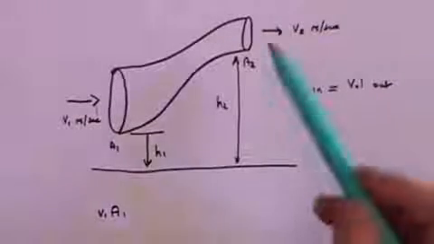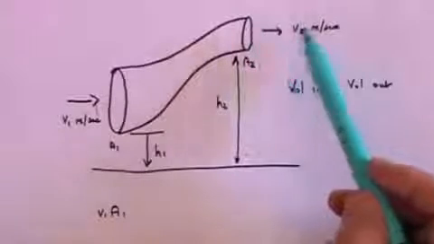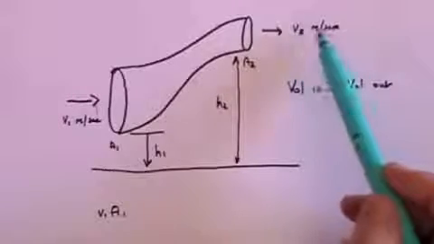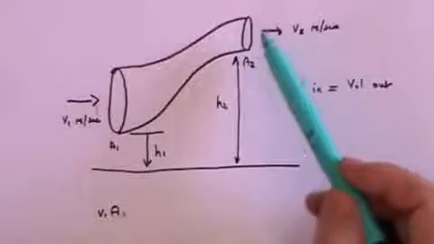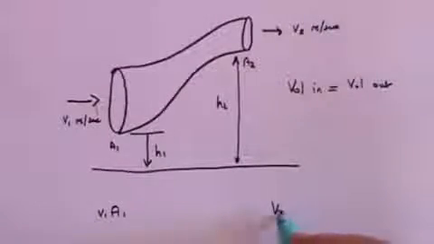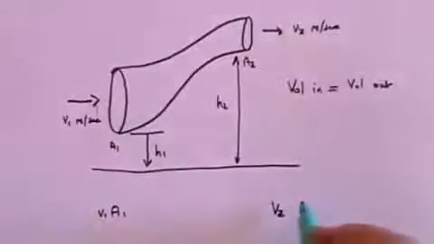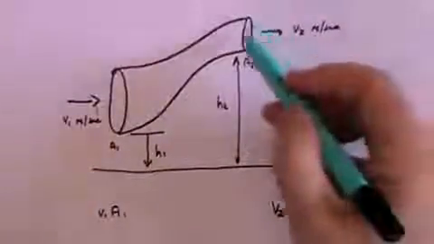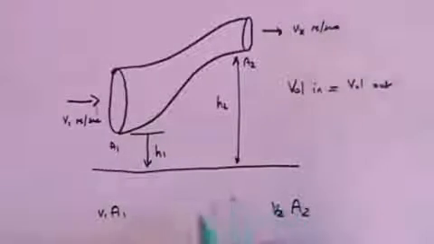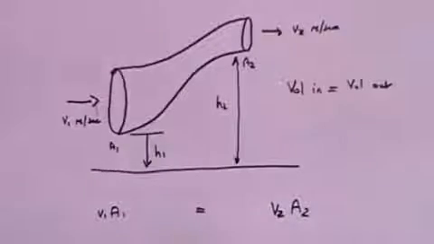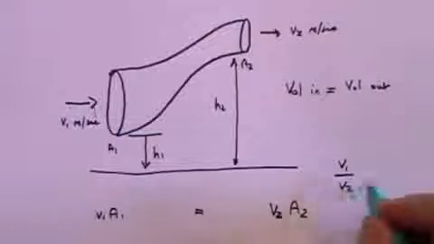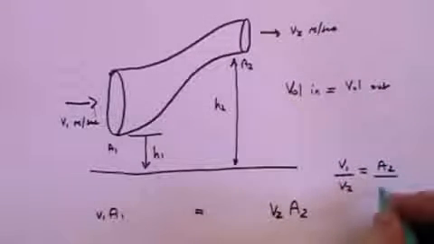What is the volume flowing out? Well, the volume flowing out in 1 second will be v2, the number of meters that will flow out, times the cross-sectional area A2. So the volume flowing out is v2, the velocity flowing out, times A2, the cross-sectional area. But we just said that volume in is volume out, so those two must be the same. And that means we can say that v1 over v2 is equal to A2 over A1.